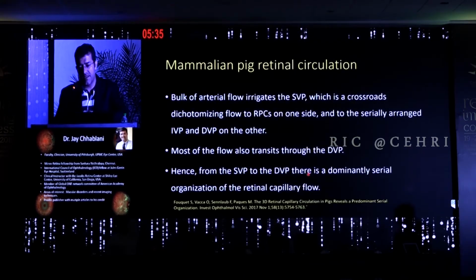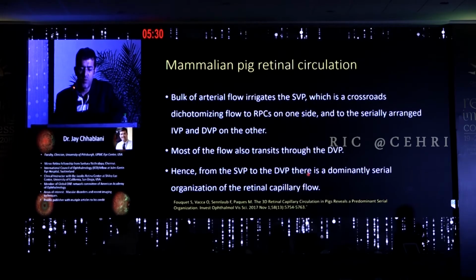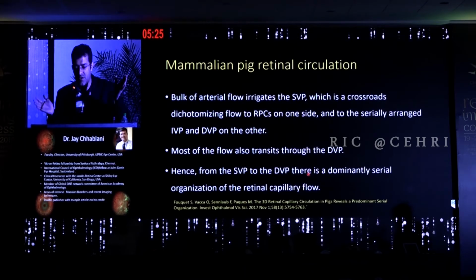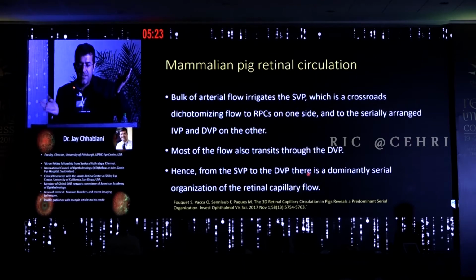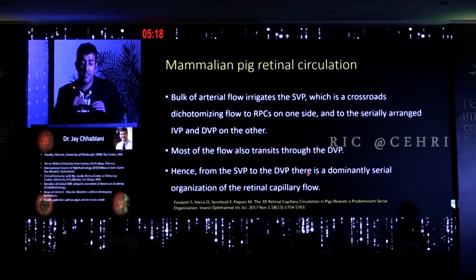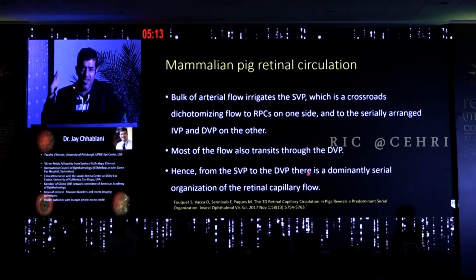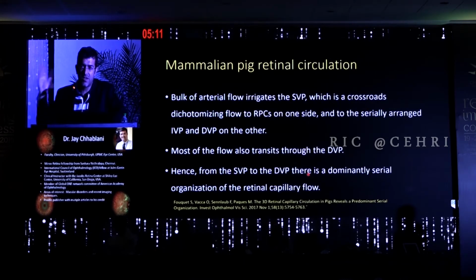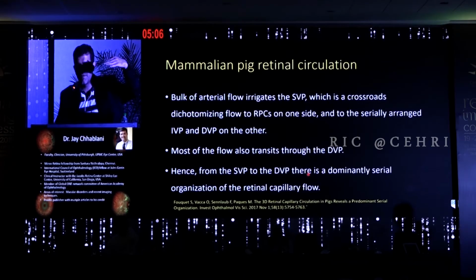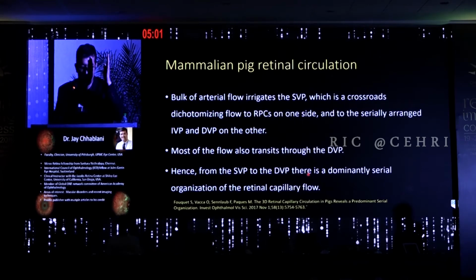So what did they say in the porcine model? They say that the bulk of the arterial flow irrigates the superficial vascular plexus, which is a crossroad that supplies the RPCs as well as the intermediate and the deep vascular plexus. But most of the flow actually transits through the deep vascular plexus. Each of these lines has clinical implications, which I have summarized towards the end. So the major flow comes through the superficial vascular plexus and then goes to the RPCs and the intermediate and the deep one.